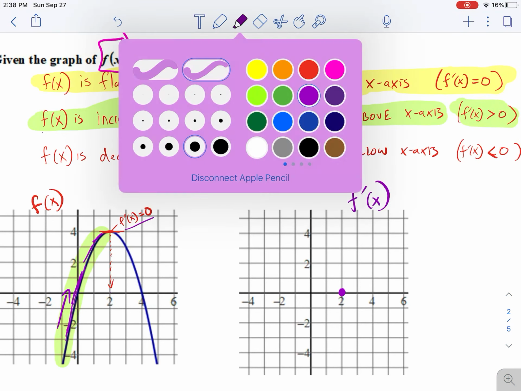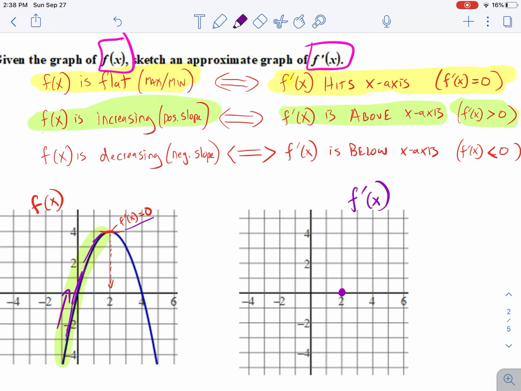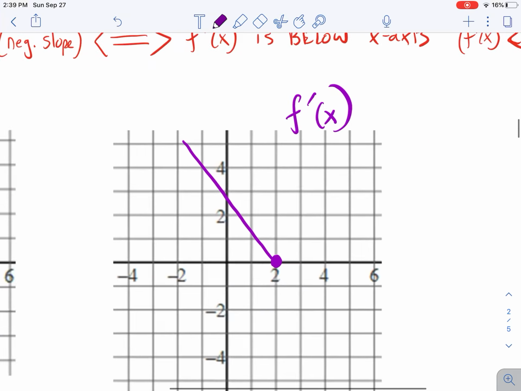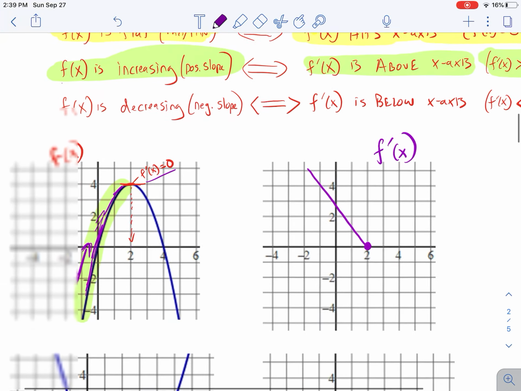Okay, well, that's not so hard. Just as long as it's above 0. As long as it's above 0, the derivative. But then, of course, at 2, it's got to hit 0. That's why we have the dot there. That's what happens before x equals 2. The function is increasing. It's a positive slope, so all your values of the derivative better be above the x-axis.